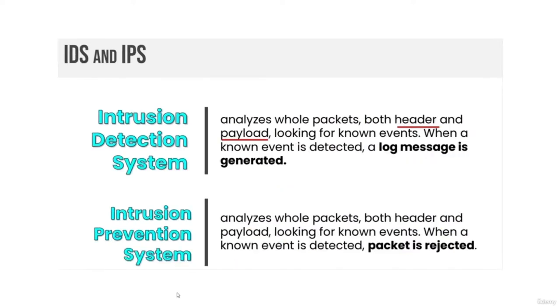Next, let's talk about intrusion detection systems and intrusion prevention systems. Intrusion detection systems analyze whole packets, both header and payload, looking for known events. When a known event is detected, a log message is generated. Intrusion prevention systems analyze whole packets, both header and payload, looking for known events. When a known event is detected, packets are rejected.